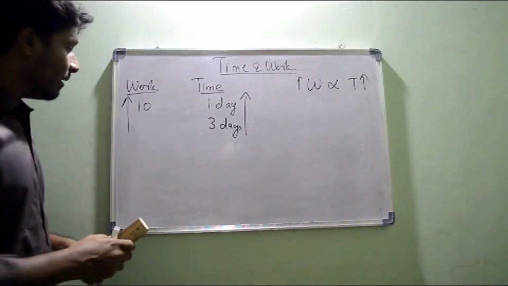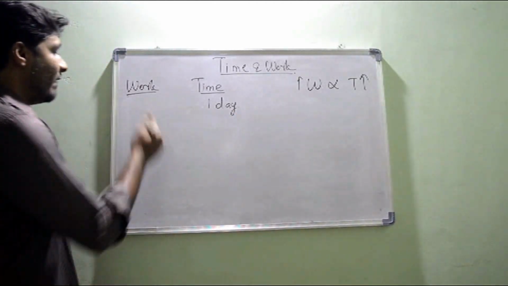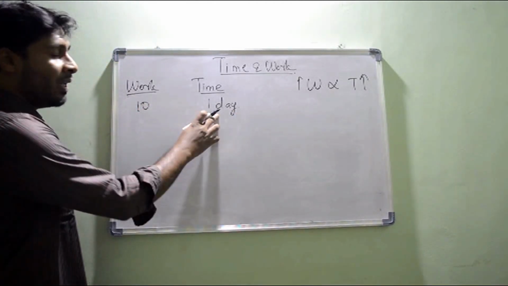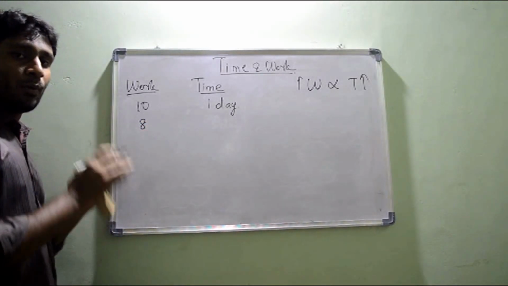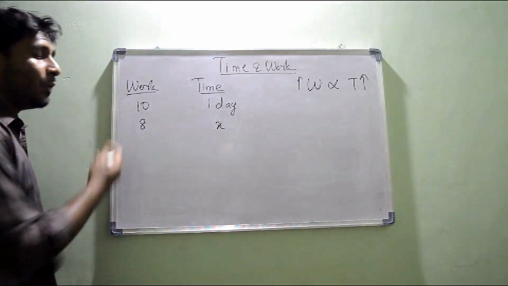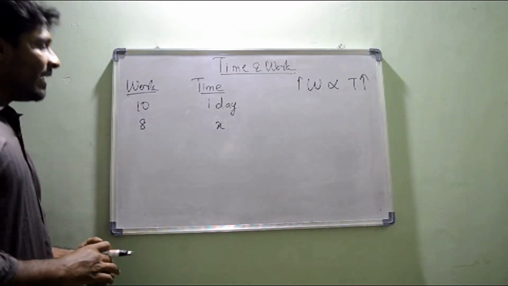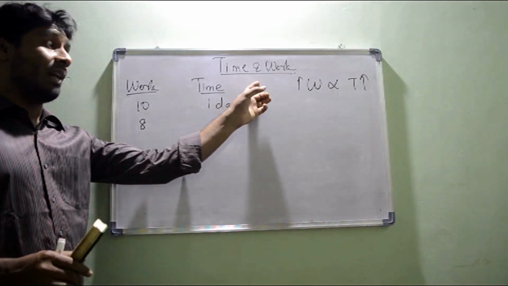On the other pattern, what if my work is decreasing? If I have 10 work to do, I can do it in one day, and right now I have only 8 work to do. Got it? Right now I have only 8 work to do, and how many days, X days, will I take to complete the 8 work? And that's my question. And again, you just compare in a very practical manner, because as I told before, this is a very practical application topic.